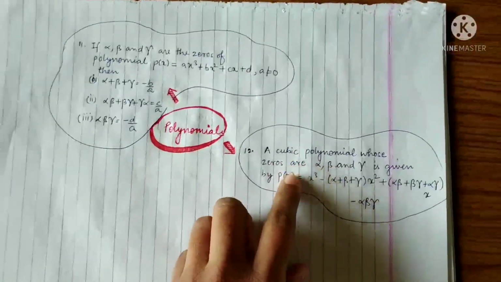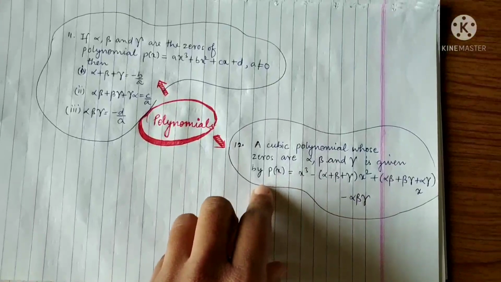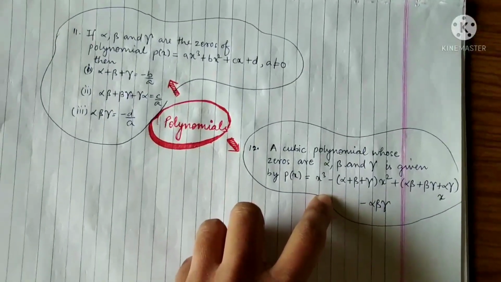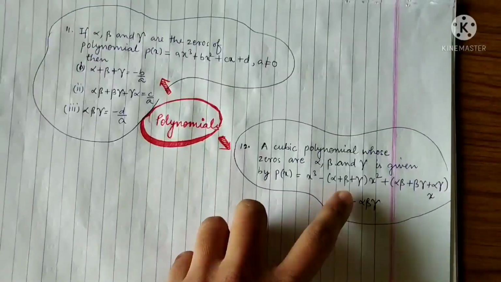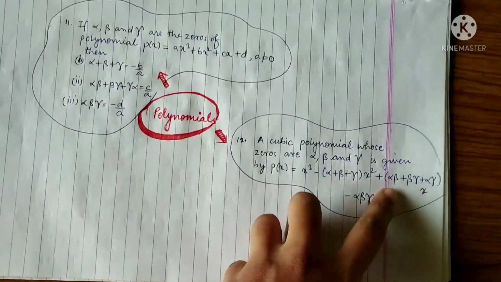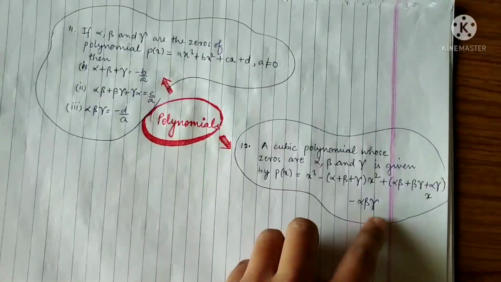Same way, if a cubic polynomial whose zeros are alpha, beta and gamma is given, then that cubic polynomial is given by p of x is equal to x cube minus (alpha plus beta plus gamma) into x square plus (alpha beta plus beta gamma plus gamma alpha) into x minus alpha beta gamma.